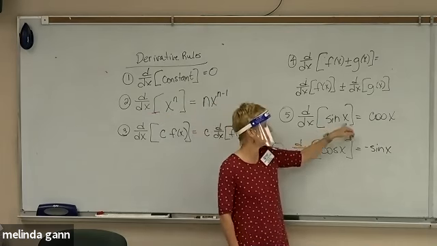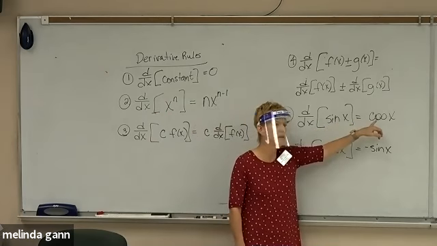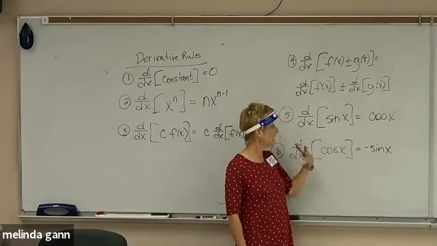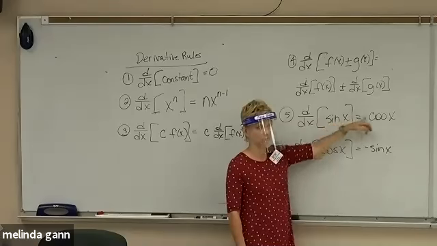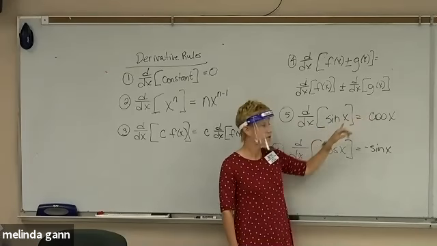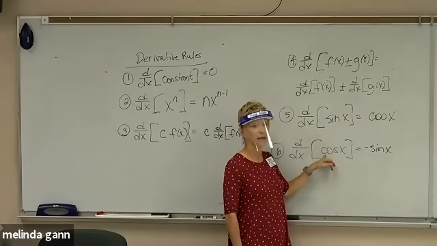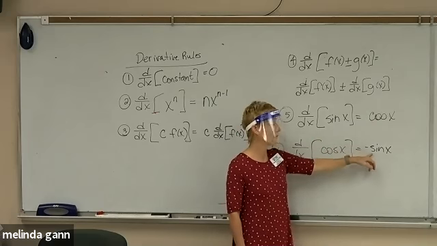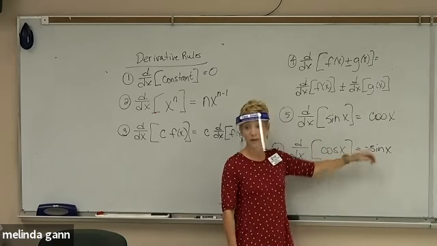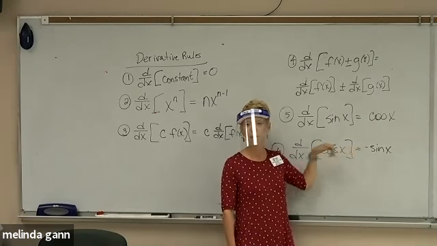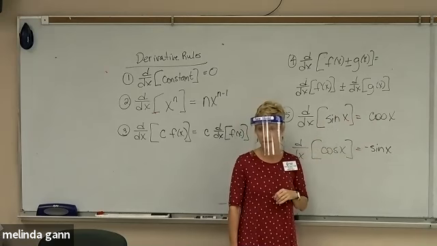The derivative of sine of x is what? Cosine of x. The derivative of cosine was what? Negative sine. So that's the way you should remember it. I don't care how you remember it, but you don't want to get the negative in the wrong place.